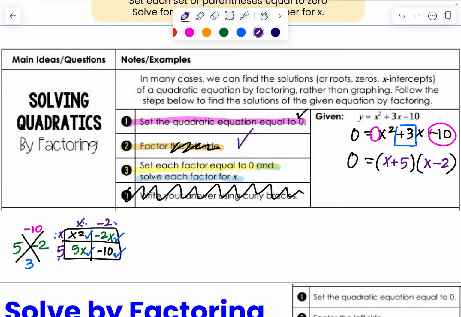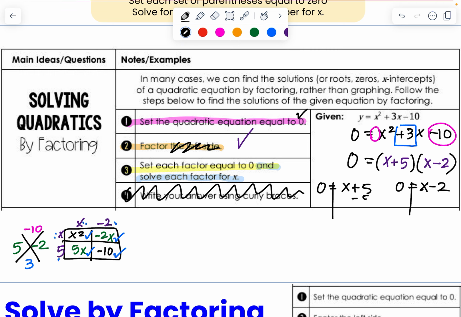Step 3, set each factor equal to 0 and solve it for x. Okay, easy. I could set 0 equal to x plus 5 and 0 equal to x minus 2. Those are both of the sets of parentheses set equal to 0. And now I'm ready to just do some math to get x alone.